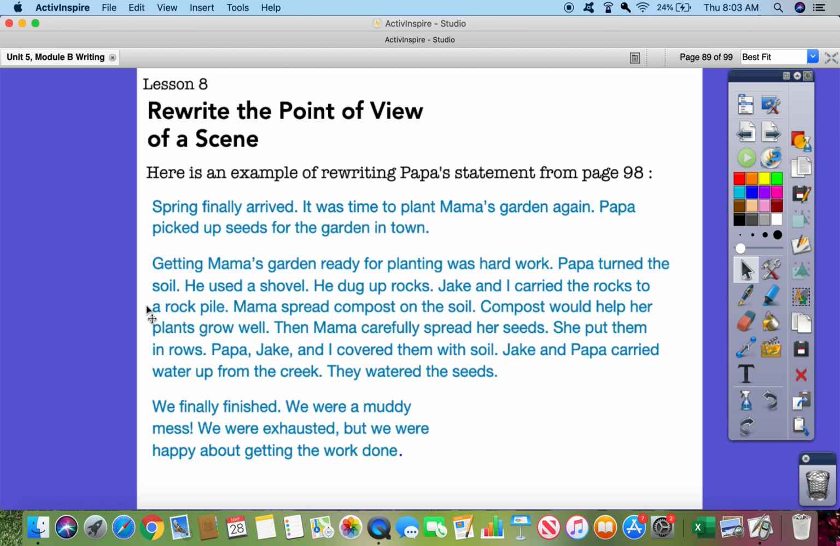Mama spread compost on the soil. Compost would help her plants grow well. Then Mama carefully spread her seeds. She put them in rows. Papa, Jake, and I covered them with soil. Jake and Papa carried water up from the creek. They watered the seeds. We finally finished. We were a muddy mess. We were exhausted, but we were happy about getting the work done.